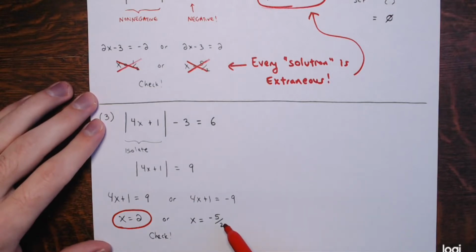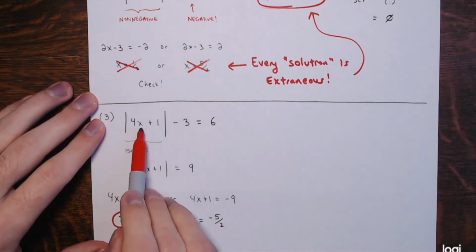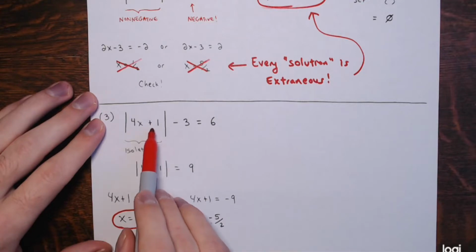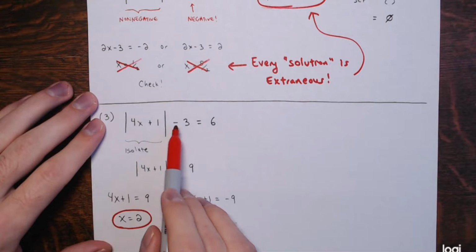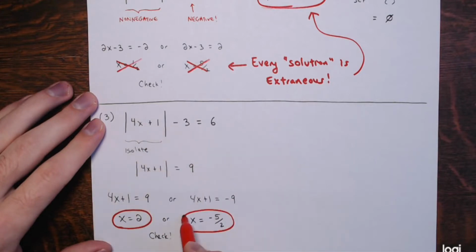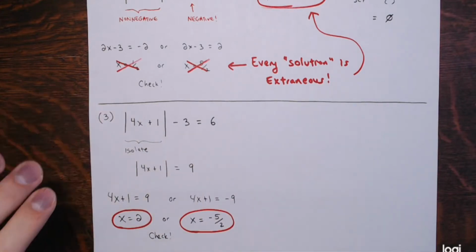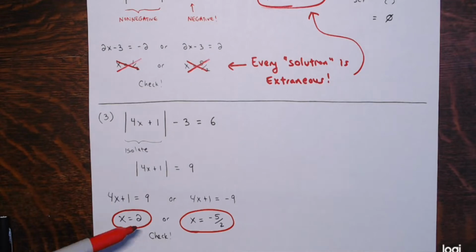Then negative 5 halves. 4 times negative 5 halves would be negative 20 halves, which would be negative 10, plus 1 would be negative 9. The absolute value of negative 9 is positive 9. 9 minus 3 is 6. That works also. So this one has two solutions. You can replace x with 2 or negative 2.5, negative 5 halves, and the equation would be a true statement. Excellent. No extraneous solutions there.